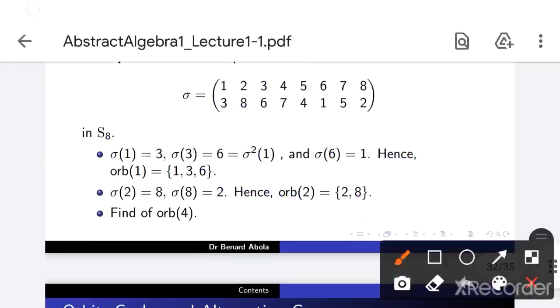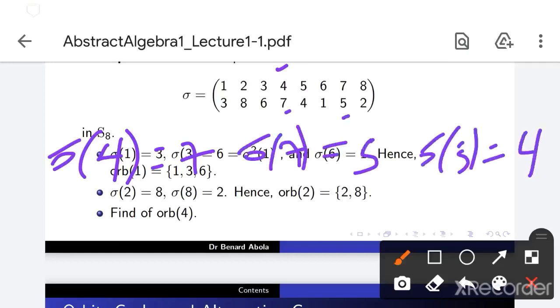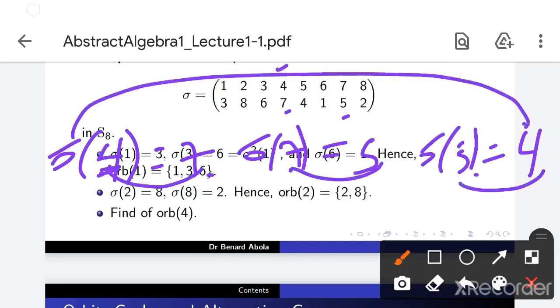So if I wanted to get the orbit of 4, you first find the permutation of 4. It gives you what? 7. Then get that of 7 itself. 7 gives you what? 5. Then get that of 5, it gives you what? 4. Have I come back where I started from? I started with 4, it gave me 7. 7 gave me 5. Then 5 gave me 4. And then I'm coming back to where I started from.